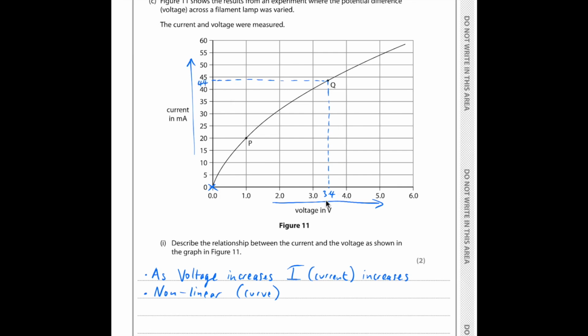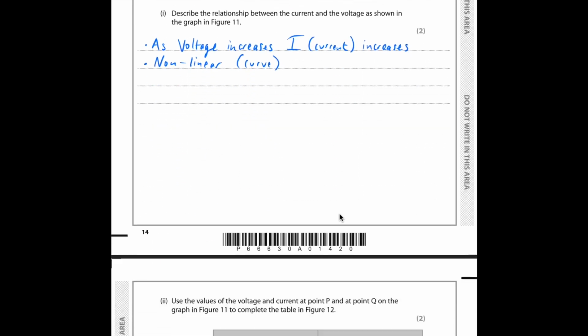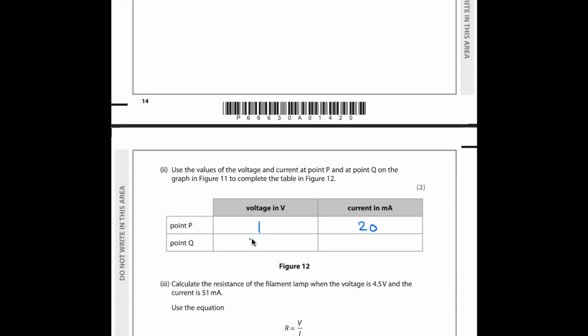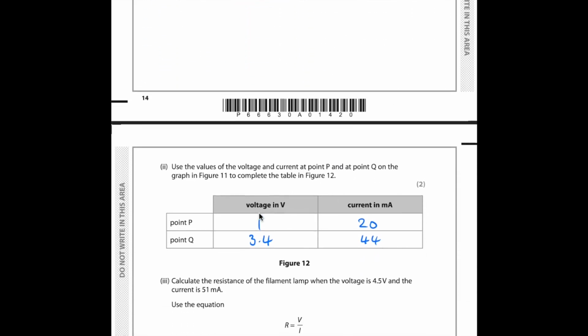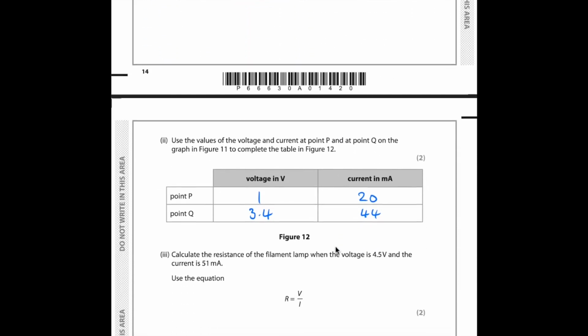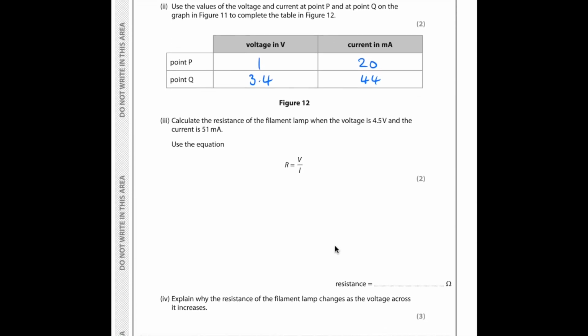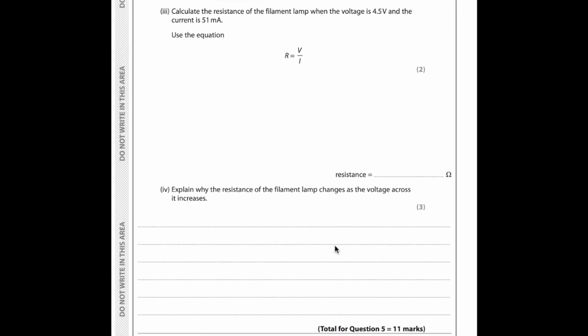If you put your little annotations on the graph like I have, then the examiner will see what you've done and they might take pity on you if you get it wrong. So the voltage was 3.4 and the current was 44. Let's just double check I've got that round the right way. Current was 44, voltage was 3.4. That's the kind of thing that you'll make a mistake on. So always double check.